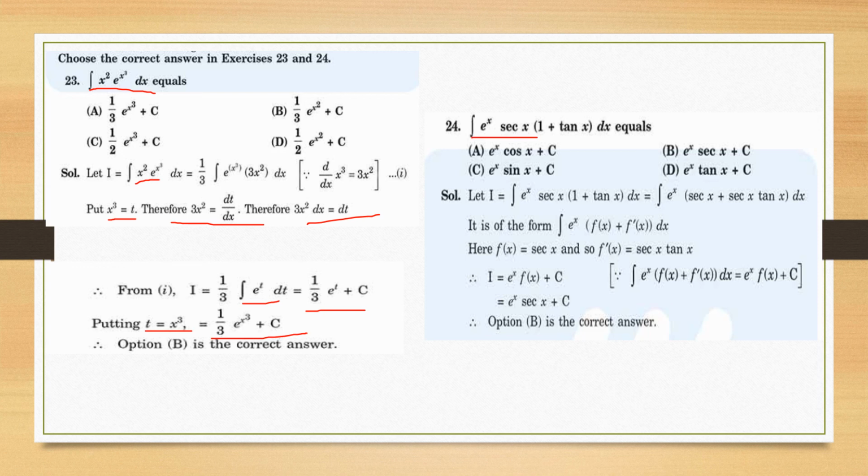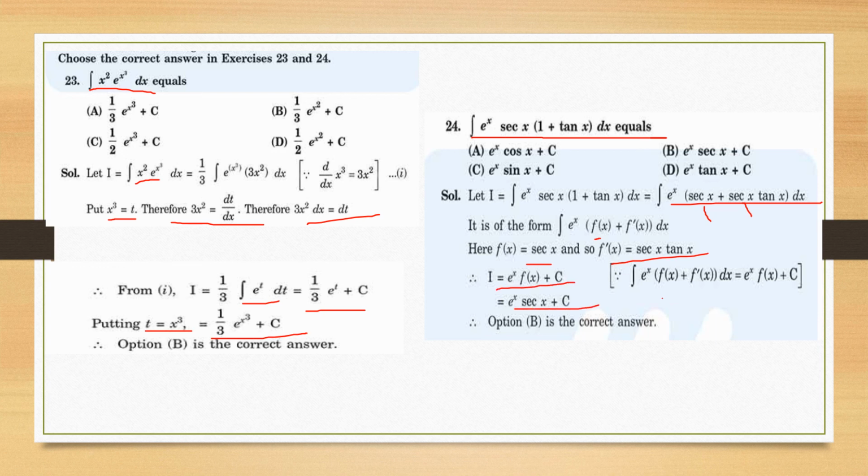Number 24 is again, take the secant x inside. It becomes e raised to power x times secant x plus secant x tan x. You know the derivative of secant x is secant x tan x. So this is my f x is secant x, f dash x is secant x tan x. So it is e raised to power x f x plus c.